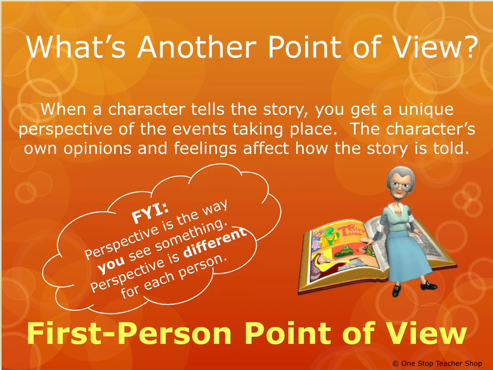Another point of view is when the character is telling the story. You get a unique perspective. That word perspective is important. That's what we're going to talk about today. Of the events taking place. This is because the character's own opinions and feelings are going to affect how the story is going to be told. So perspective is the way you see something. Perspective is different for each person. It's essentially looking through your eyes at what is happening. So that's first person. That's when one of the characters or the main character is telling the story.